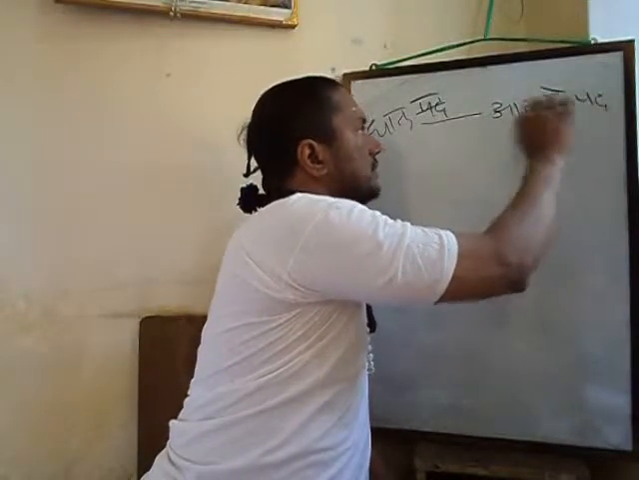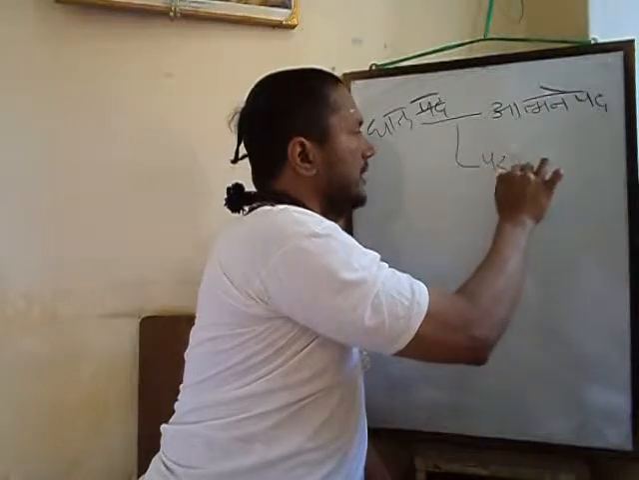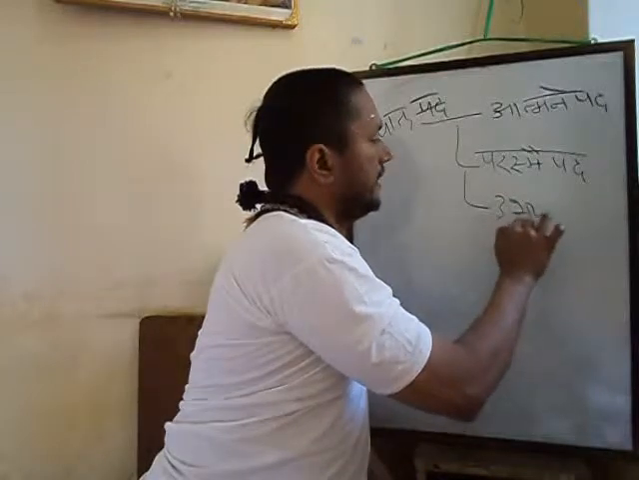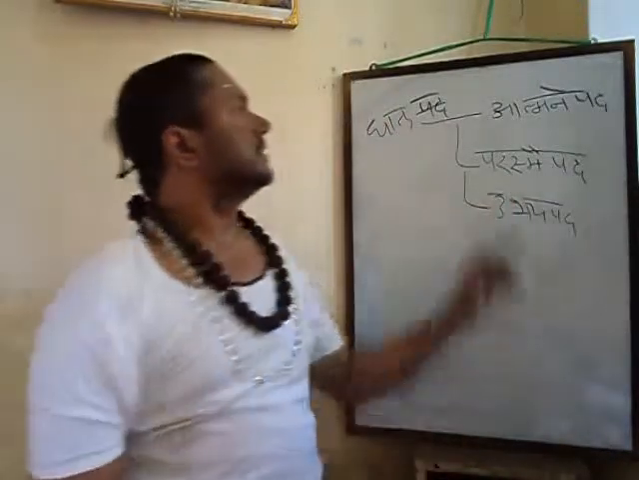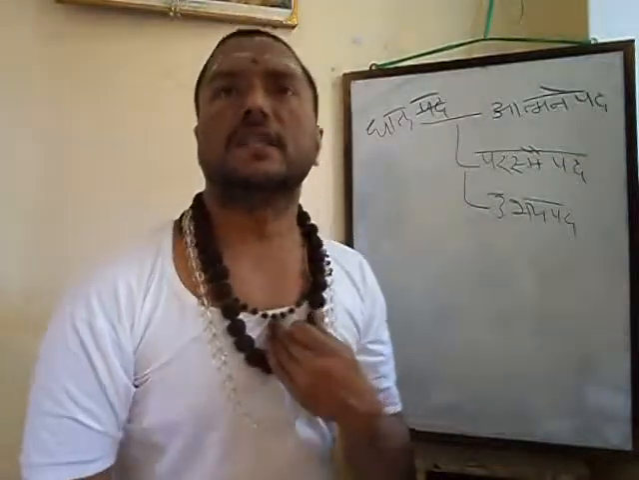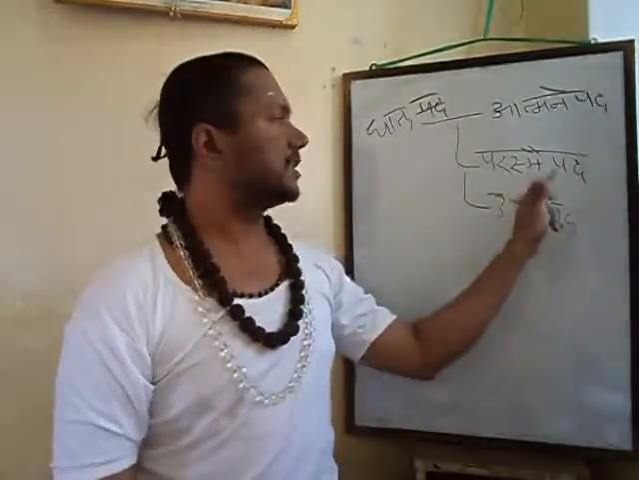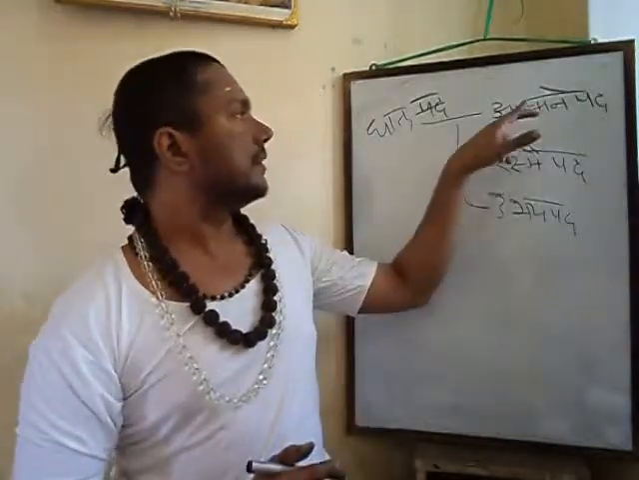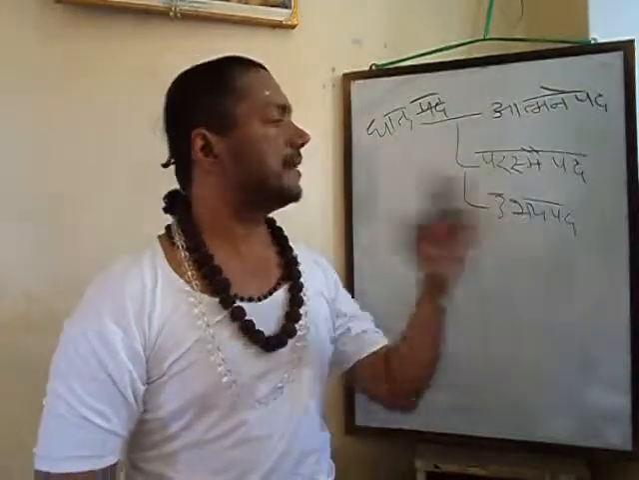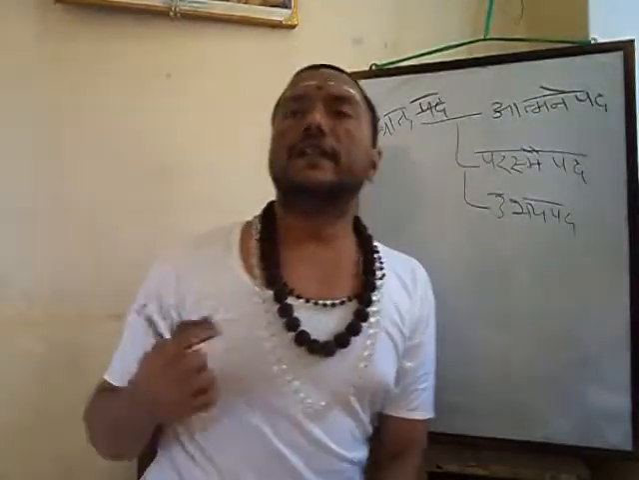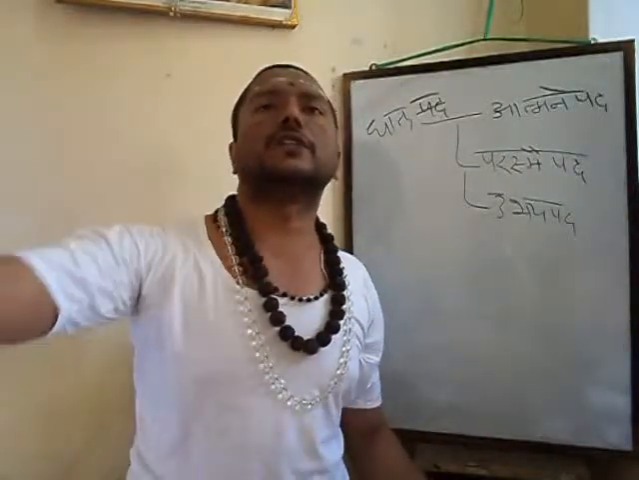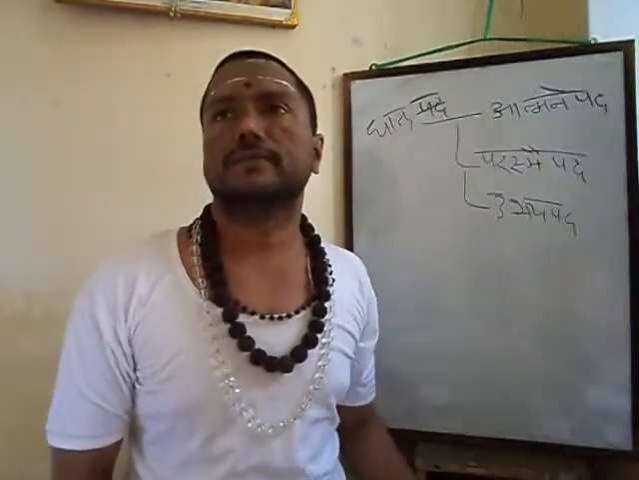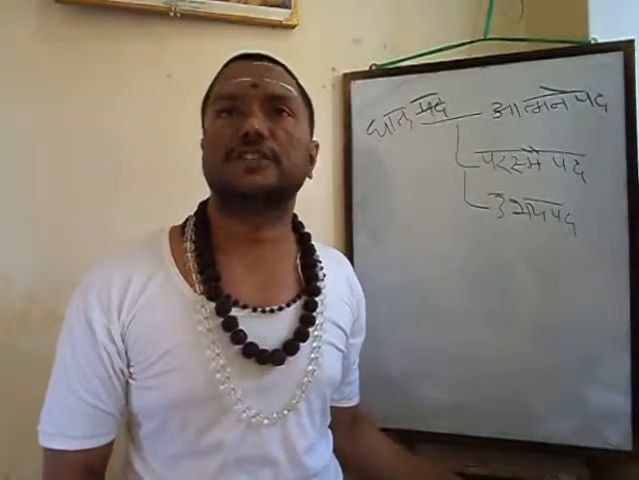Atmane pada, parasmai pada, ubhaya pada. Atmane means self. Atmane pada. Parasmai means for others. Parasmai pada. Ubhaya means both. Ubhaya pada. What does that mean? The dhatu can be used in these three different ways. When the result of a transaction goes to one's own self, then the atmane pada declension is used.